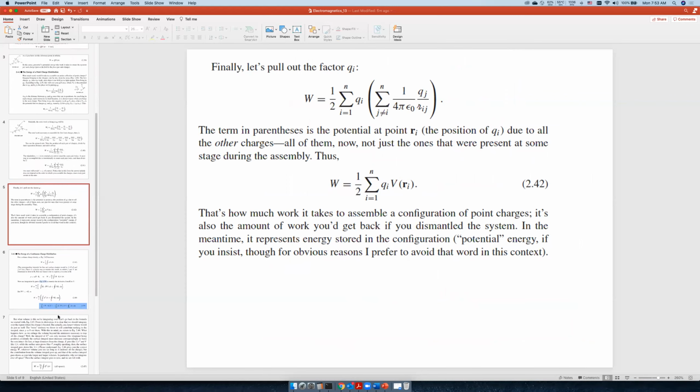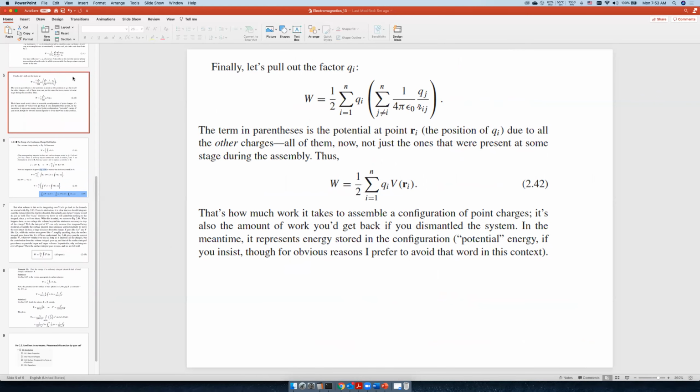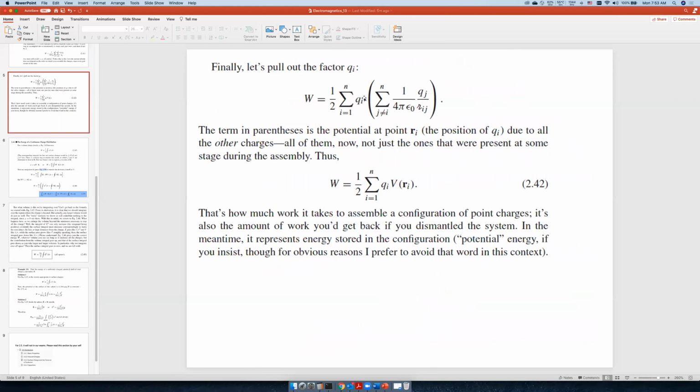Now, this is a set of charges. Okay, so if you pull out the factor Qi, because in the previous equation it's Qi, Qj. So if you want to pull out Qi, then it equals this equation. The work equals 1/2 the sum over Qi, times the sum over 1 over 4 pi epsilon 0 Qj over Rij.